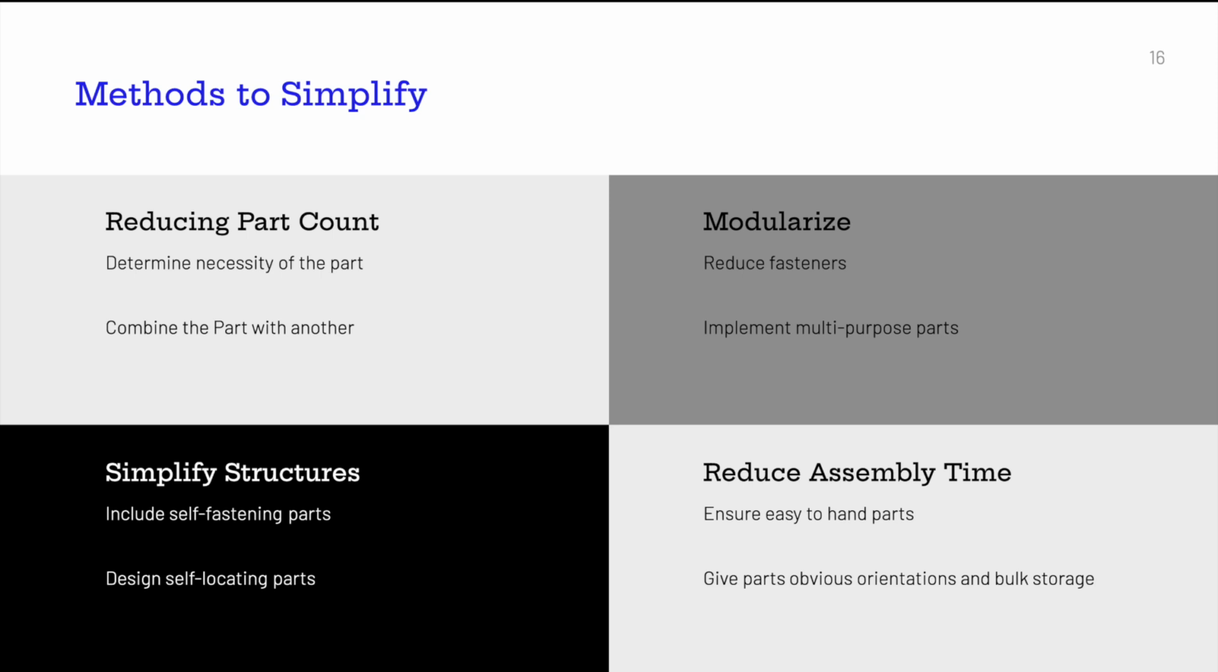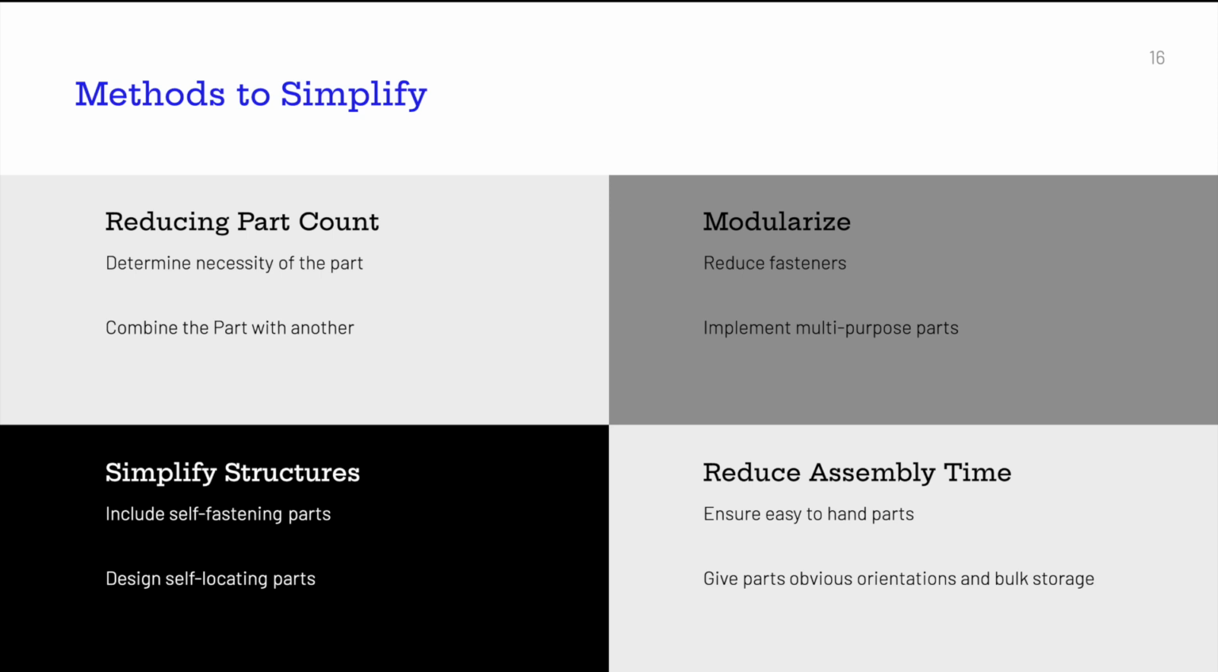You're going to want to modularize your parts, again, reducing the number of fasteners and implementing multi-purpose parts. If you can take two parts that do different tasks and combine them into one, that's going to make it simpler to assemble. You're going to want to simplify structure. So if you can't combine them into one part, you're going to want things that are self-fastening, snap fits, and things like that. And you're also going to want to design self-locating parts. So you don't want it to be ambiguous where the part goes. You want it to be clear, design shapes that clearly fit together.